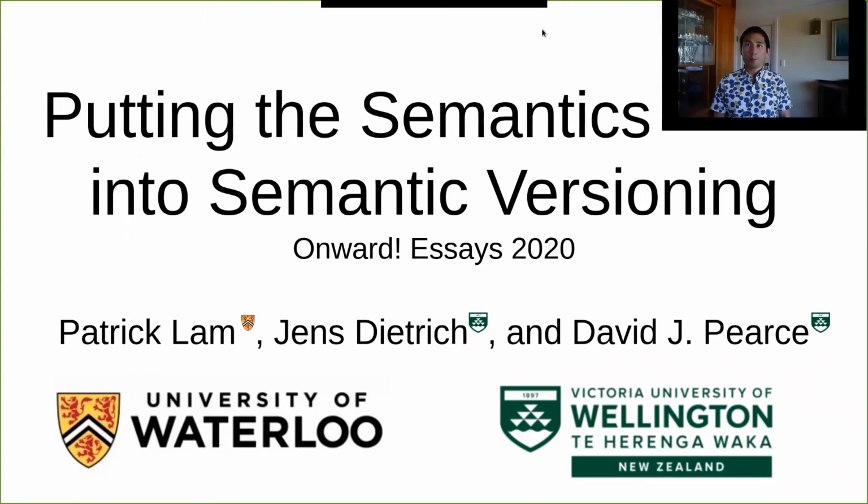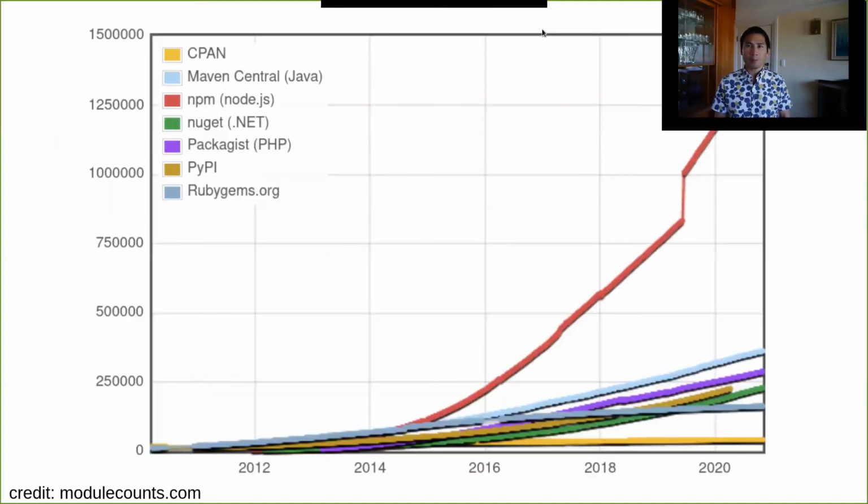I'm Patrick Lamb, and I'm going to talk about putting the semantics into semantic versioning. This is joint work with my co-authors, Jens Dietrich and David Pearce.